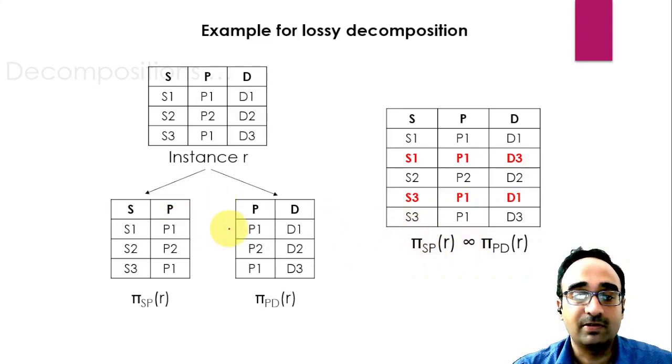Now how is the join performed? First let's see how we are getting this table. Take the first row on the left-hand side and do a cross product with all the rows in the second table. Now only take the rows which have the same value under the common attribute. The common attribute here is P. So P1, P1, okay, you can take this row. Now this is P1, this is P2, you should not take this row. Again P1, P1, right? You got the row here.